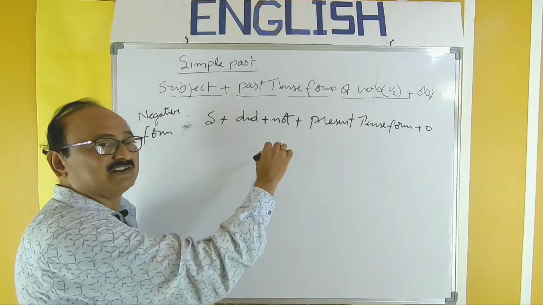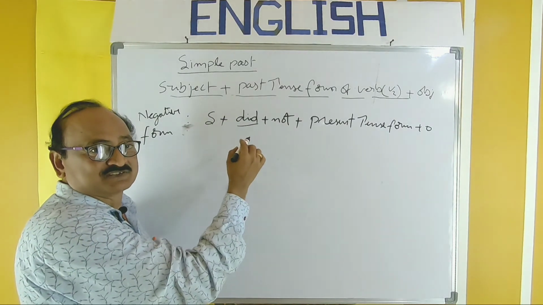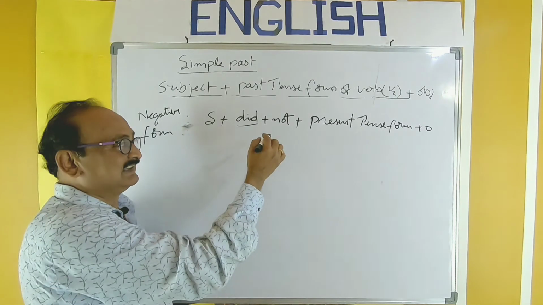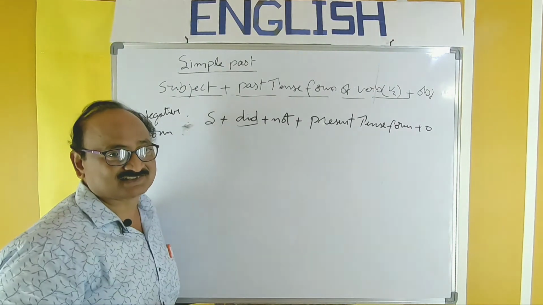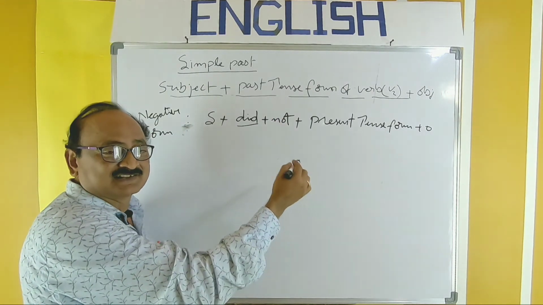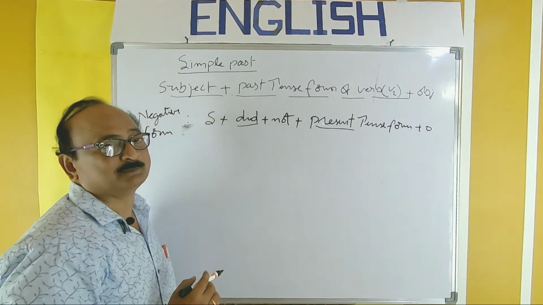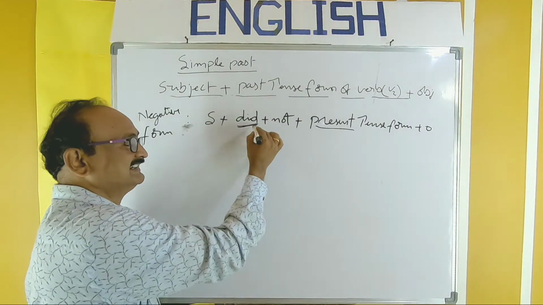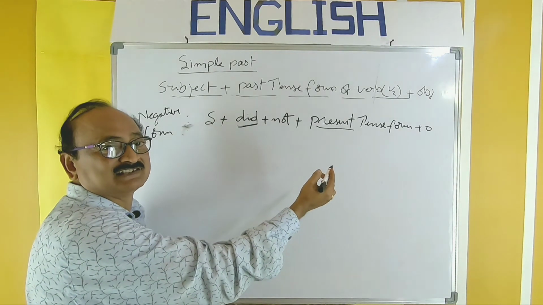So even in question form and negative form we should use did. But in the question form, that is the interrogative form, did is placed before the subject, and in the negative form did is placed after the subject. That's the only difference. And of course in both cases, the verb must be in the present tense form. Remember, always use the present tense form of the verb after did.